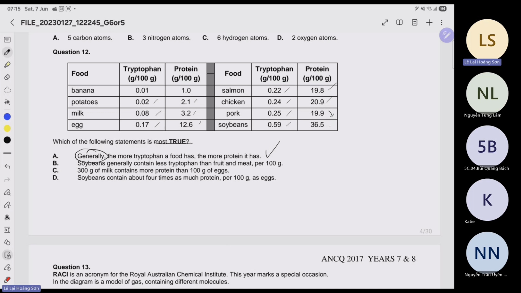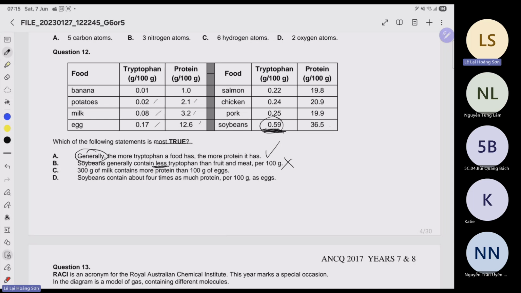Soybean generally contains more tryptophan than fruit and meat. Soybean, okay, here contains more tryptophan than fruit and meat. Oh, sorry, the statement is less, not more. But soybean is the top when it comes to the amount of tryptophan. So generally, it contains more tryptophan, right? So this is incorrect.